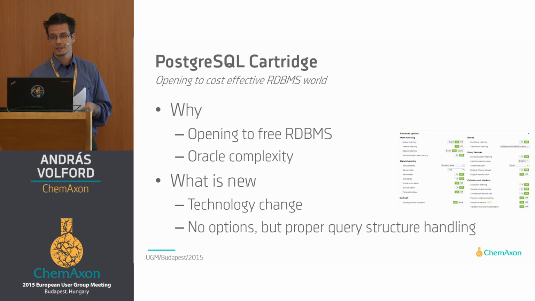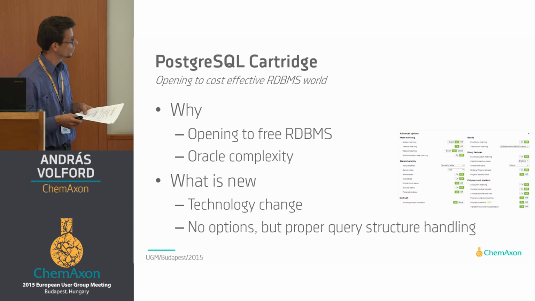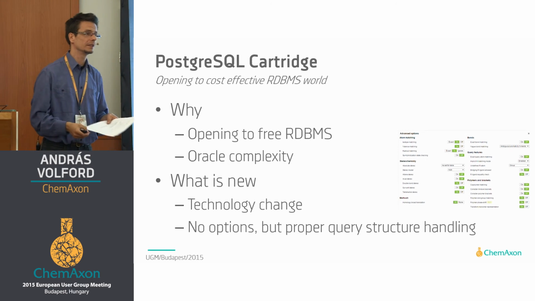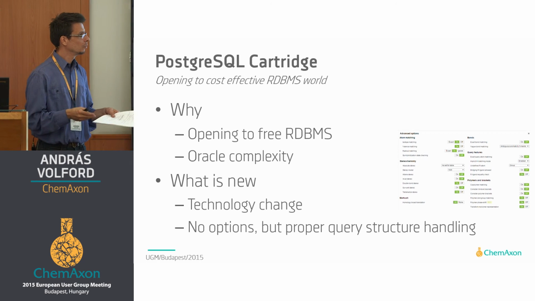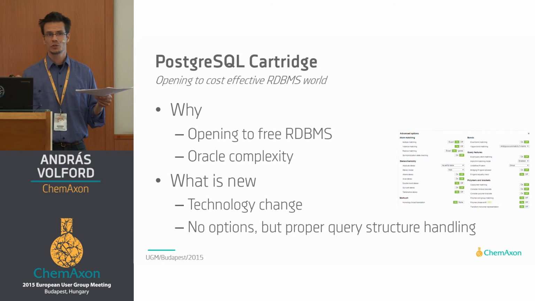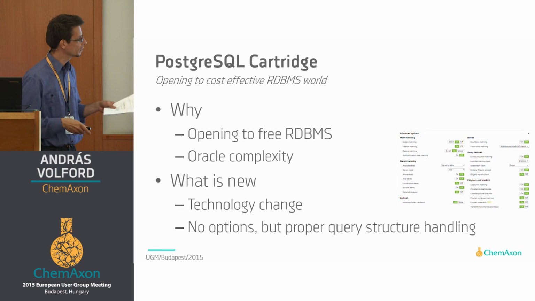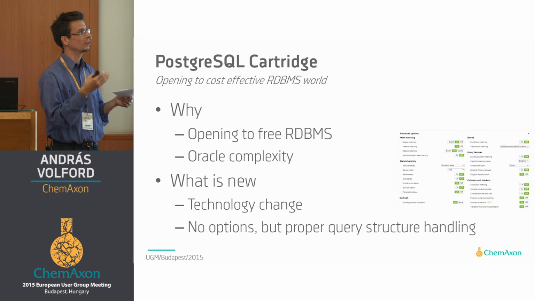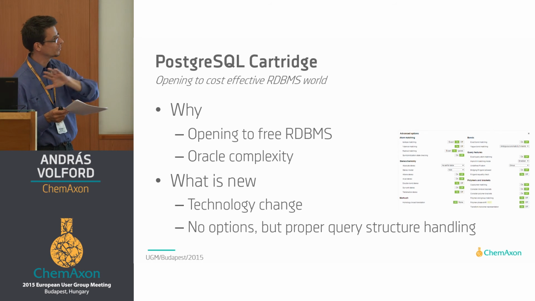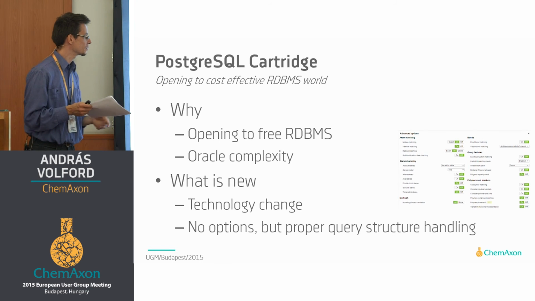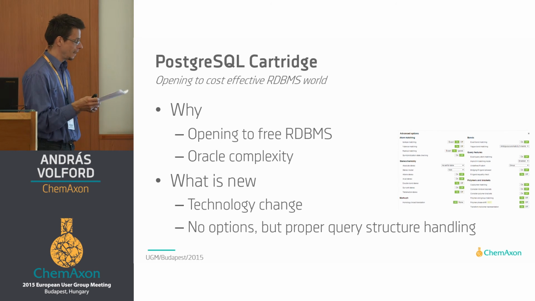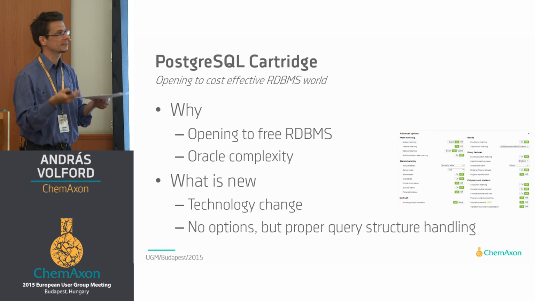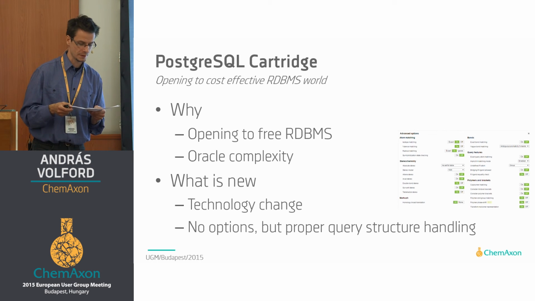The other important thing is that we try to get rid of the overwhelming option space provided by the Oracle and the JChem Base. What we have seen is that our users usually don't understand what these options are, what the option combinations are, and what the outcome of the option combinations is. So we try to get rid of this whole option space, and we want to use a proper query structure handling which expresses exactly the search that the user wants.